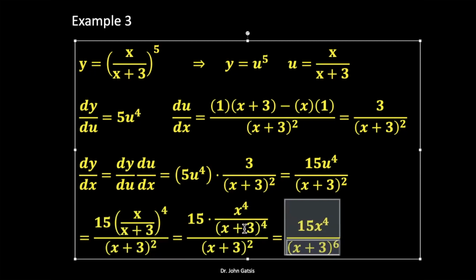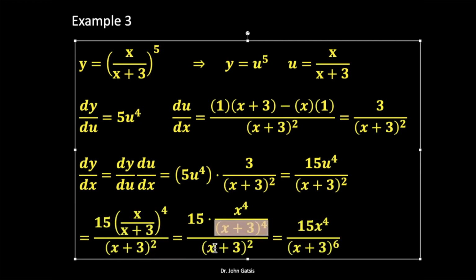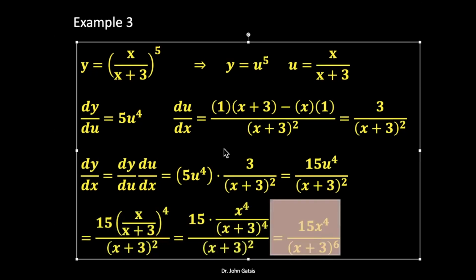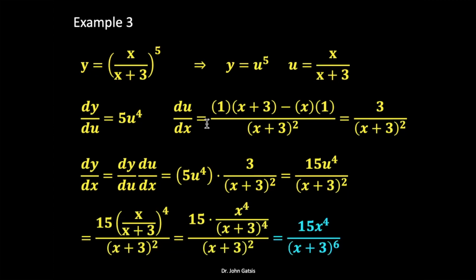Okay, so how did I do that? Well, when you have a denominator over a denominator, you just multiply those out. So add the exponents. So 4 plus 2 is 6. And there you have it. That is your derivative. Wow, that was exciting.